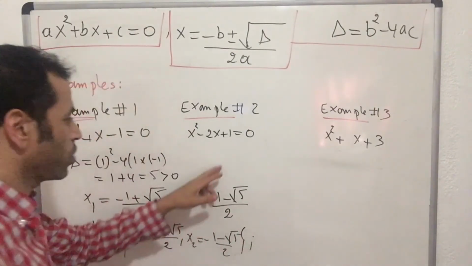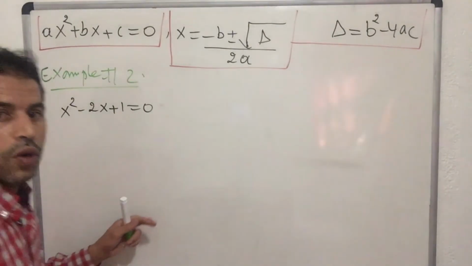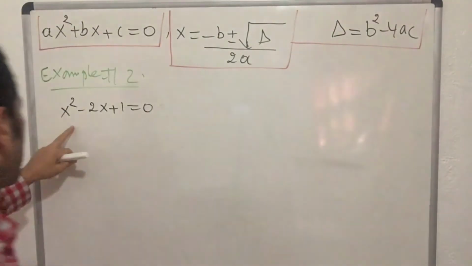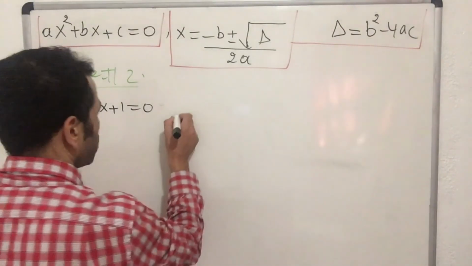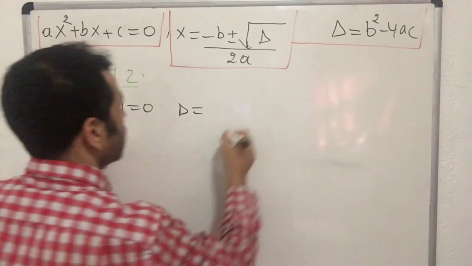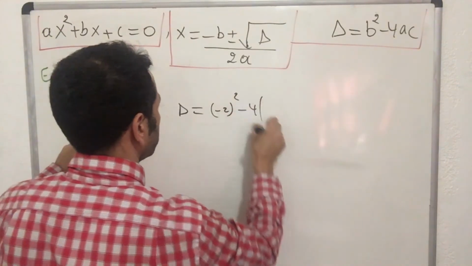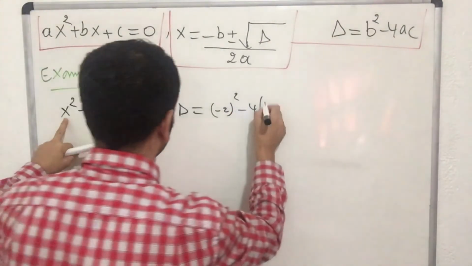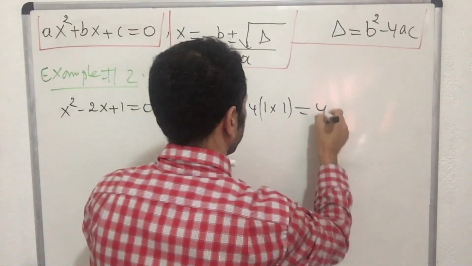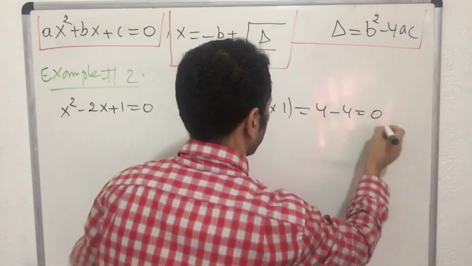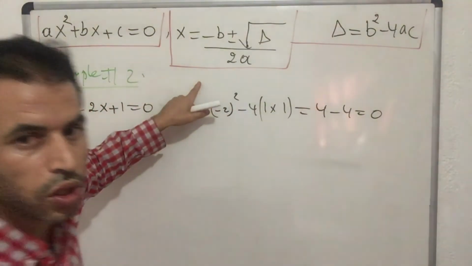Okay, now let's move on to example number 2. We have x squared minus 2x plus 1 equals 0. Let's apply delta here. Delta equals b squared, which is minus 2 squared, minus 4ac. A is 1 and c is 1, so minus 2 squared, which is 4, minus 4 equals 0. Now delta equals 0, so we have only one solution here.